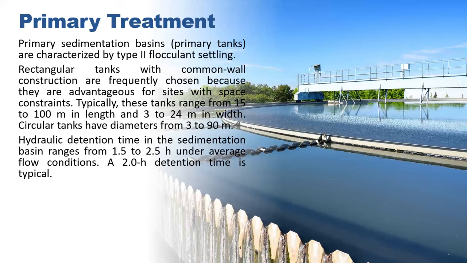Rectangular tanks with common wall construction are frequently chosen because they are advantageous for sites with space constraints. Typically, these tanks range from 15 to 100 meters in length and 3 to 24 meters in width. Circular tanks have diameters from 3 to 90 meters. Hydraulic detention time in the sedimentation basin ranges from 1.5 to 2.5 hours under average flow conditions. A 2-hour detention time is typical for this primary treatment.